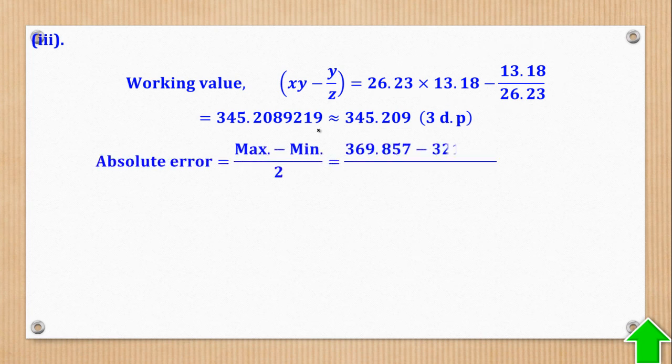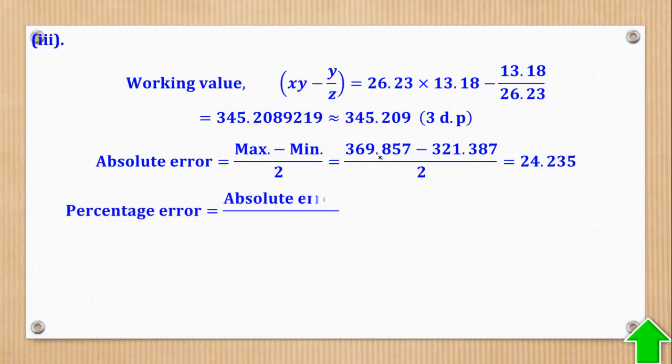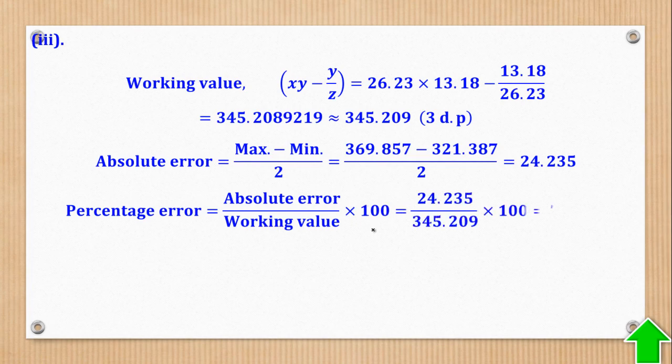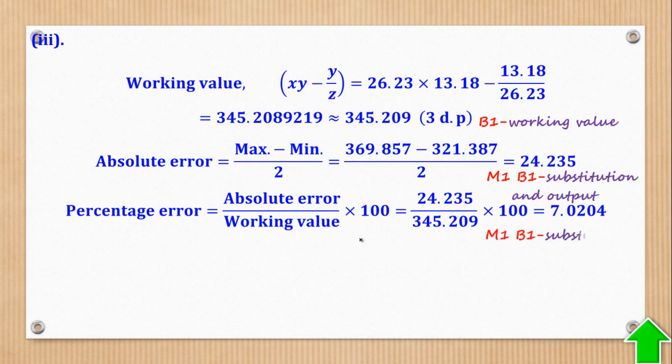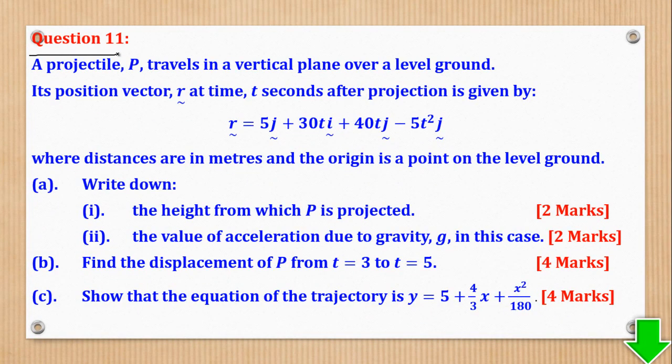Therefore, absolute error now will be maximum minus minimum over 2 to get this. After getting absolute error, you can now divide by the working value and multiply by 100 to get the percentage error. And that's what they wanted. So that was question 10. Now we shall go to question 11.